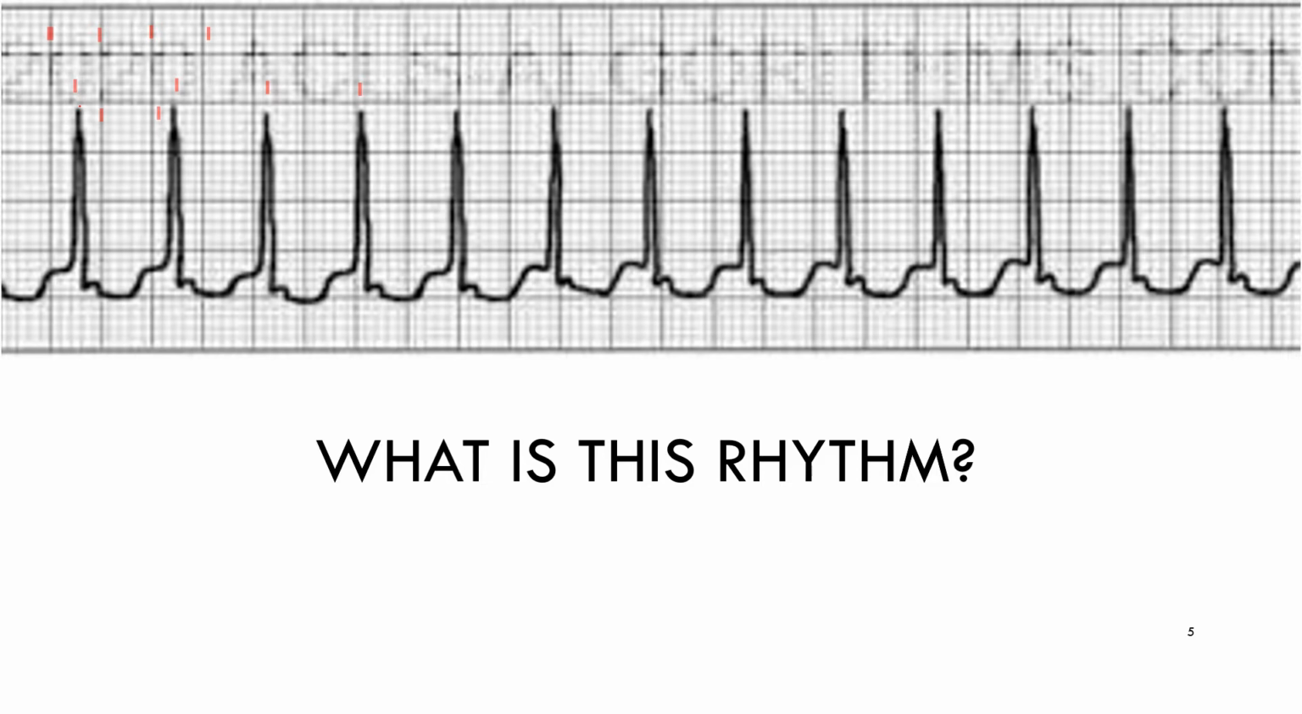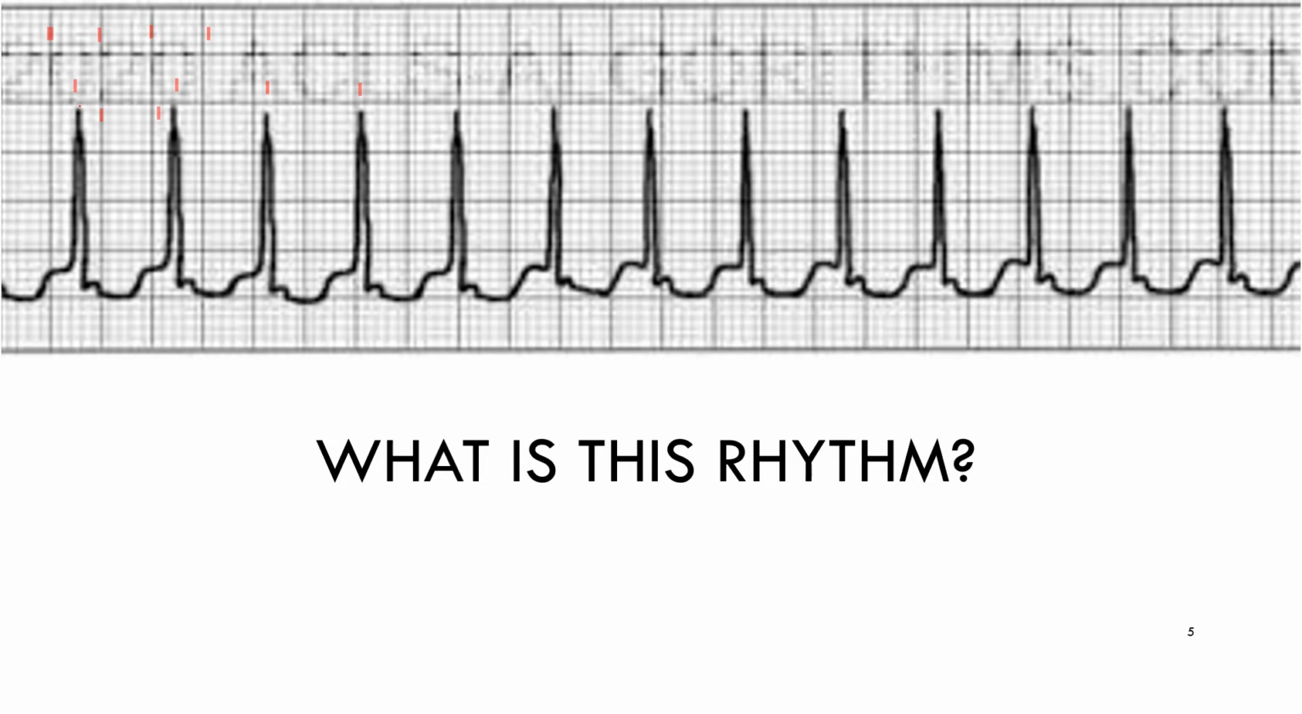The QRS complexes are regular. The heart rate is about 150 beats per minute. What kind of rhythm is this? Do you recognize this rhythm? If you don't, this rhythm is called supraventricular tachycardia. This is called an SVT rhythm.